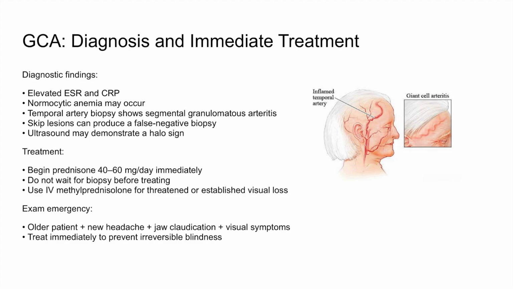Temporal artery biopsies show segmental granulomatous inflammation, but skip lesions can produce a false negative result. Ultrasound may demonstrate a halo sign around the affected artery, and the crucial point is that the treatment must not wait for biopsy confirmation. Start high-dose glucocorticoids immediately when giant cell arteritis is strongly suspected.